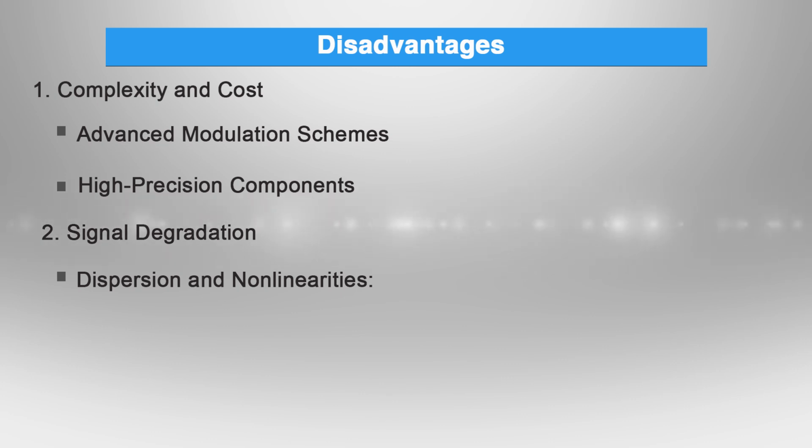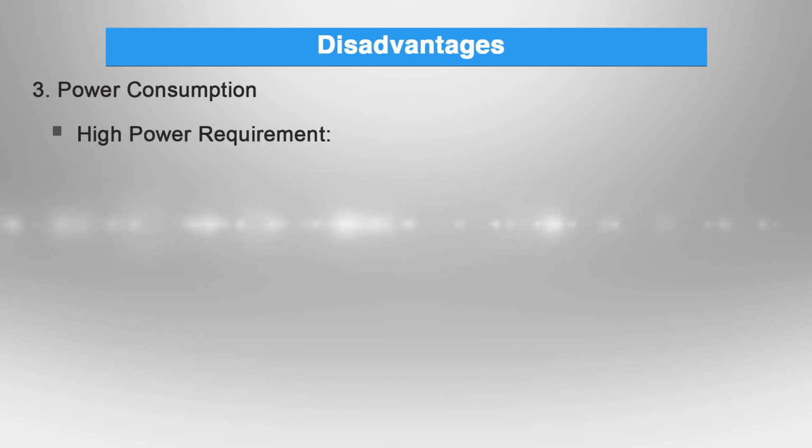Optical signals can suffer from dispersion, both chromatic and polarization mode, and nonlinear effects like four-wave mixing and self-phase modulation. These effects distort the signal, especially in advanced modulation schemes with dense spectral efficiency. Noise susceptibility. Techniques like amplitude phase shift keying are more susceptible to noise and power fluctuations, which can degrade the signal quality. Next is power consumption, meaning high power requirement.